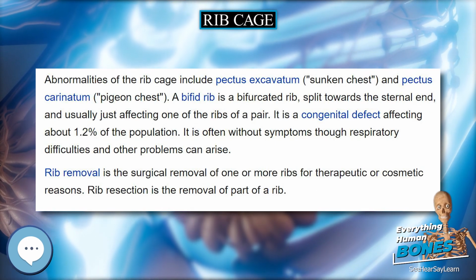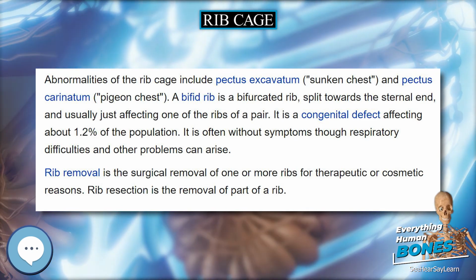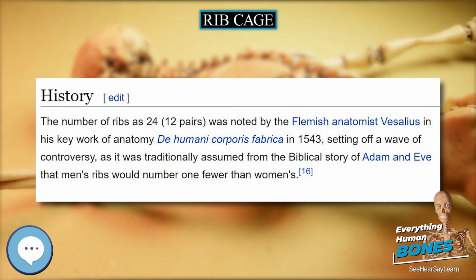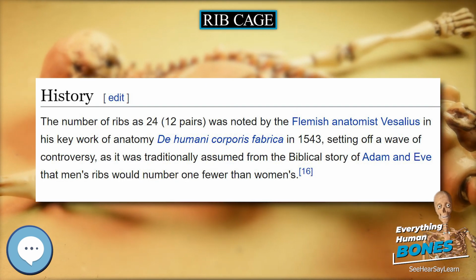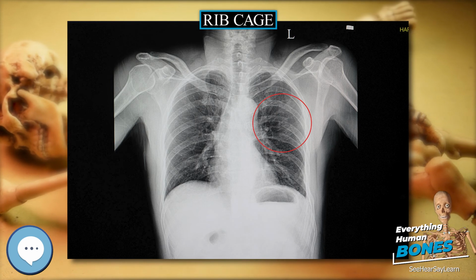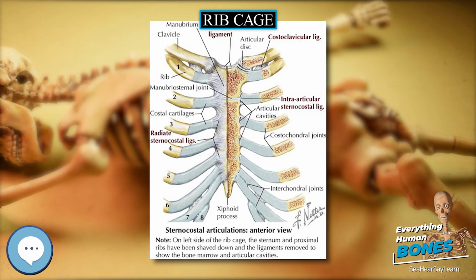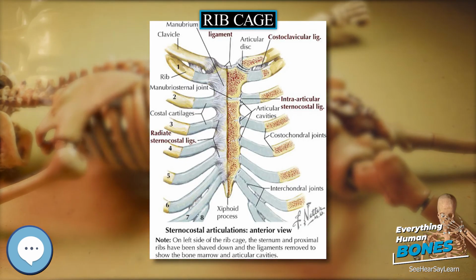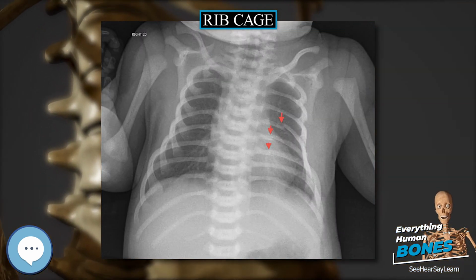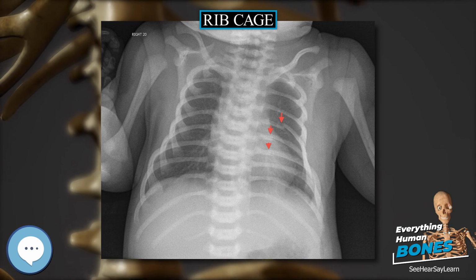Rib removal is the surgical removal of 1 or more ribs for therapeutic or cosmetic reasons. Rib resection is the removal of part of the rib. Society and culture. Their position can be permanently altered by a form of body modification called tight lacing, which uses a corset to compress and move the ribs. The ribs, particularly their sternal ends, are used as a way of estimating age in forensic pathology, due to their progressive ossification.